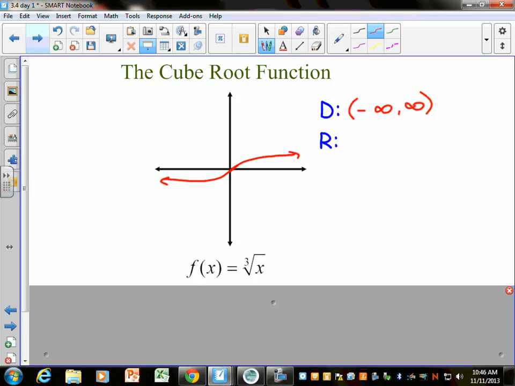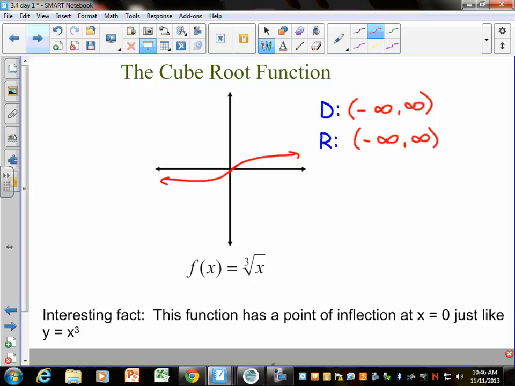And because cube root and x cubed are inverses of each other, my interesting fact is the same, that this also has a point of inflection, where it curves, where it changes concavity. Funny, right? I know, it's calculus. Nobody knows but me. In some other class you talk about concave and convex, right? But in calculus, we talk about concave up and concave down. So this would be concave up, and then it turns to concave down. In calculus, we define that with tangent lines, and I don't think you want to talk about that right now.